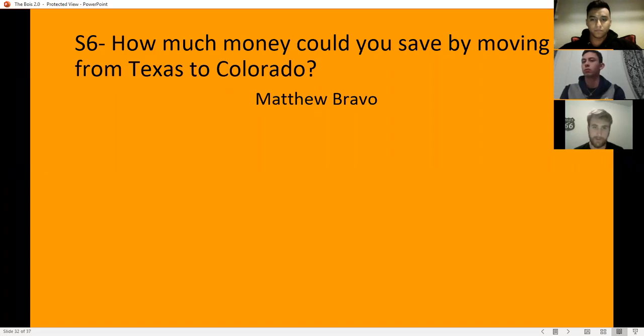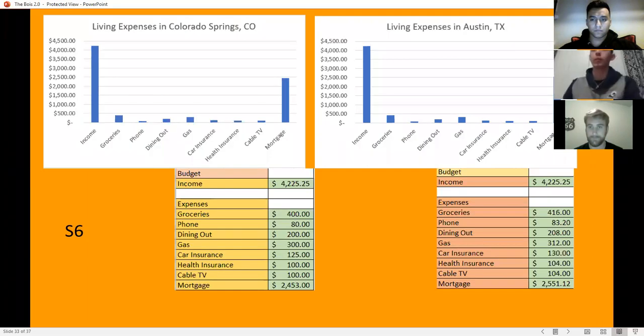Matthew, how much money could you save by moving from Texas to Colorado? So the two cities I picked for this question are Colorado Springs, Colorado, and Austin, Texas. It is cheaper to live in Colorado Springs than Austin by about 4%. So say you were making about $50,000 a year. If you're making that in Austin and then you move to Colorado and continue to make $50,000, you would be saving $2,000 more because it is cheaper to live there compared to Austin.